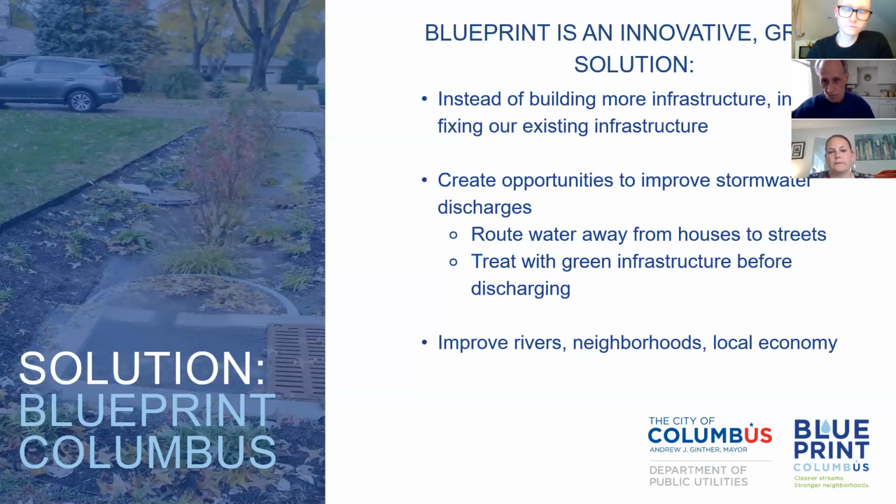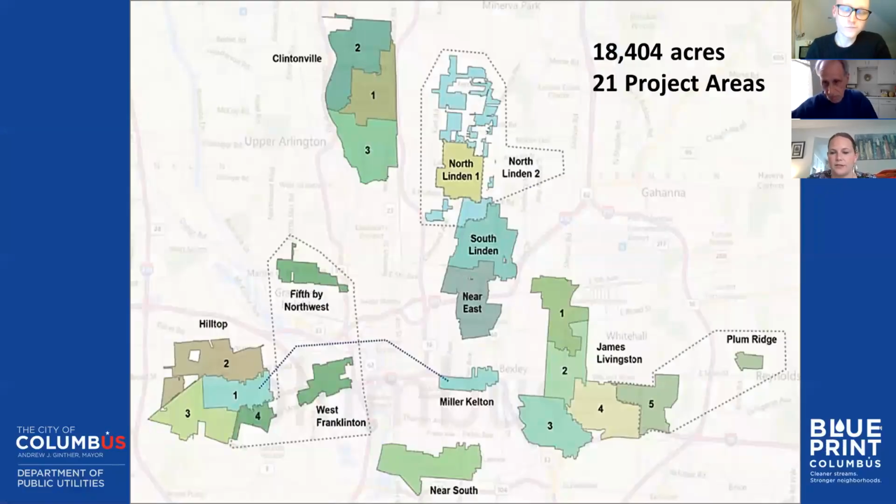We're improving our neighborhoods and the local economy. So Blueprint uses teams, design engineers, construction workers, firms, inspection firms, and maintenance workers from Columbus, or at least Central Ohio. So we're investing in the local economy in that way and providing jobs. So Blueprint is a 30-year project, and we have 21 project areas, as you can see here. Probably noticed that most of these areas are older parts of Columbus, and that's mostly the reason we chose them, because that's where the infrastructure is old and it's cracking or it's made of clay and it's just not holding up, and it's allowing that rainwater to enter the sanitary sewer system.